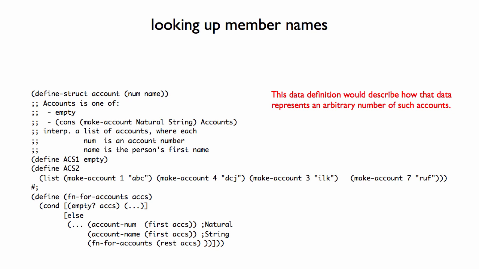So accounts is one of either empty, or I'm going to cons a make account onto accounts. So there's the self-reference right there. And then each element of this list is a make account where the num is the account number and the name is the person's first name. And as you usually do when you have a data definition, we've got some example data. And I'll leave you to double check ACS2 against this type comment to make sure that it exactly matches it.